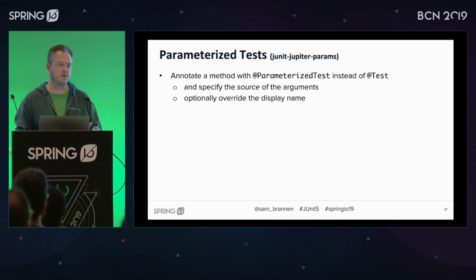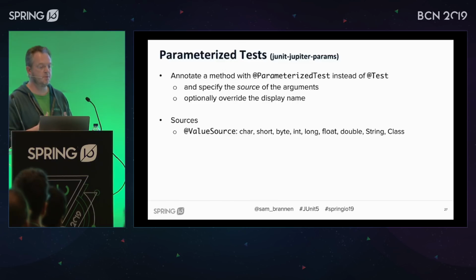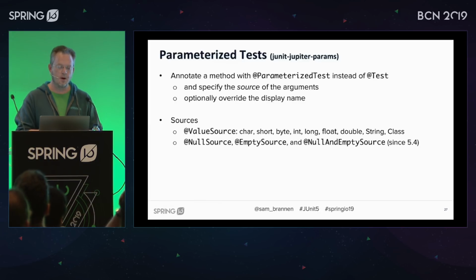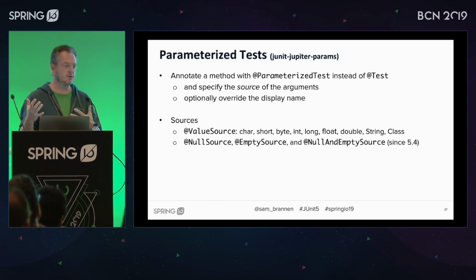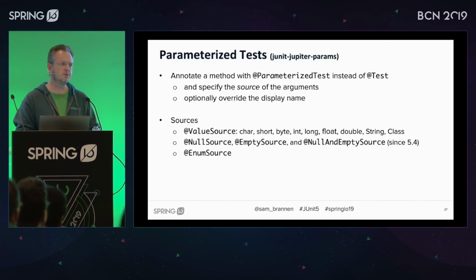You can optionally override the display name, similar to what we just saw with the repeated tests. So for the sources, there are multiple supported out of the box. @ValueSource is the simplest. It allows you to specify your basic primitive types, strings or classes, and in the next upcoming version also Booleans as well. There's also support for null sources and empty sources for things like lists, strings and arrays and stuff like that. EnumSource allows you to get access to the enum constants from a particular enum.